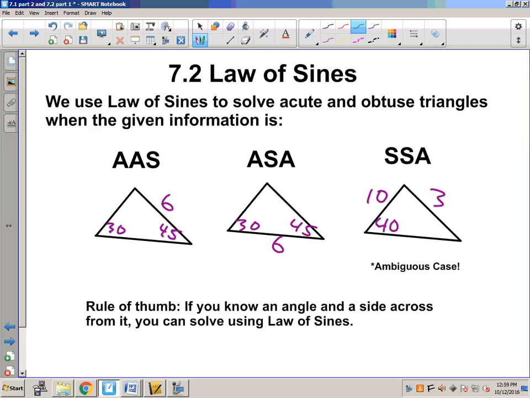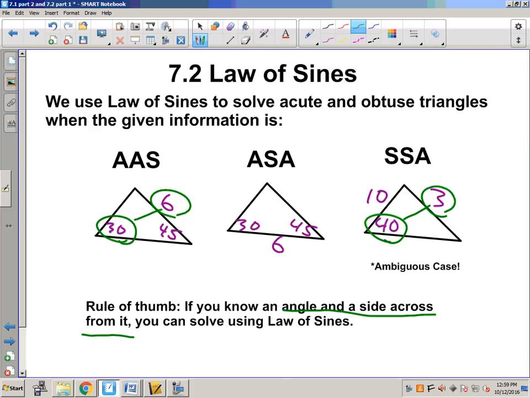In general, if you're looking at the given information and you can see an angle and the side across from it, an angle and the side across from it, that means you can use the law of sines, like this one. I know that this angle's 30, and the side across from it is 6. I have both those pieces of information, I can use the law of sines. Same thing here. I've got a 40 across from a 3, I can use the law of sines.